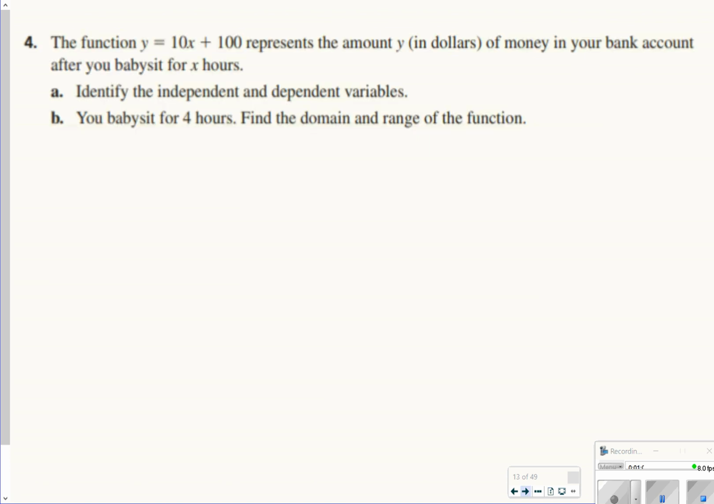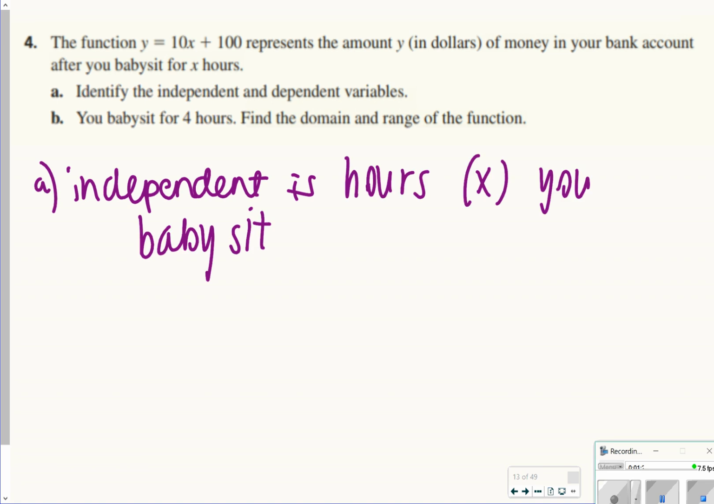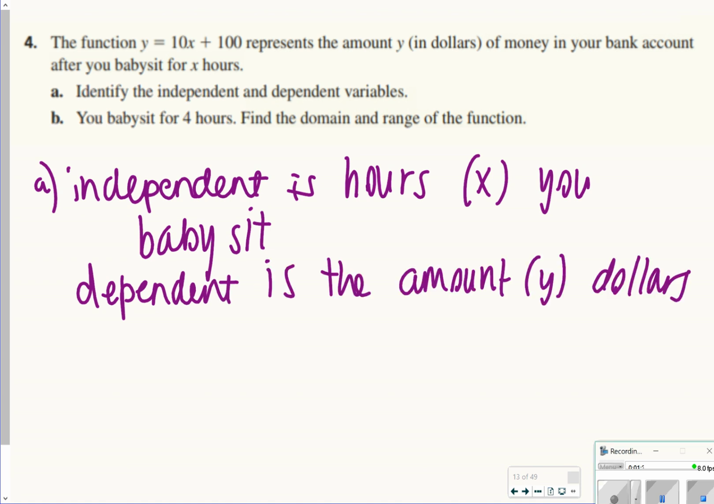For the next section, in number 4, the function y is equal to 10x plus 100 represents the amount y in dollars of money in your bank account after you babysit for x hours. Identify the independent and the dependent variable. So the independent variable is the number of hours you babysit. So the dependent variable is the amount of dollars that you get.